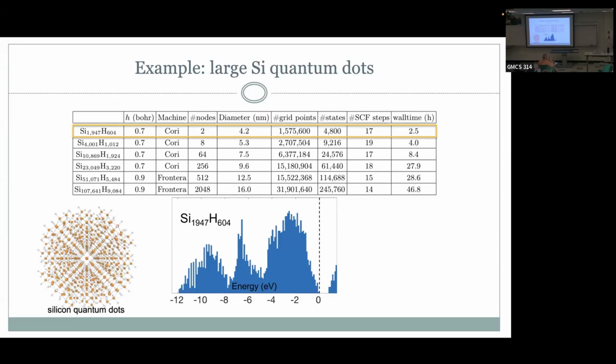Number of states that are included in the calculation. And this is the number of SCF steps, number of self-consistent field steps. So we solve the Kohn-Sham equations iteratively, self-consistently, and we define a certain convergence threshold, which is pretty strict, and it only takes you less than 20 steps to get there in each one. And then this is the total time it took for each calculation in hours.